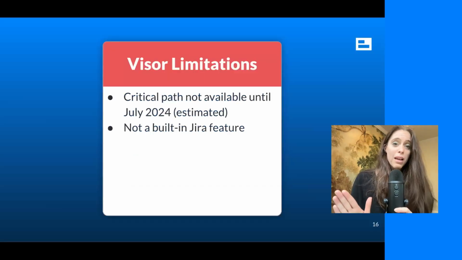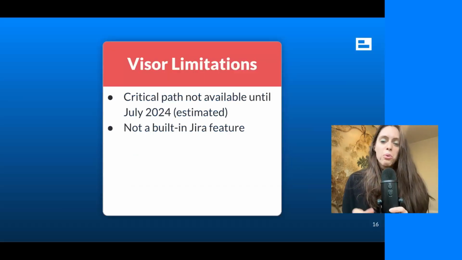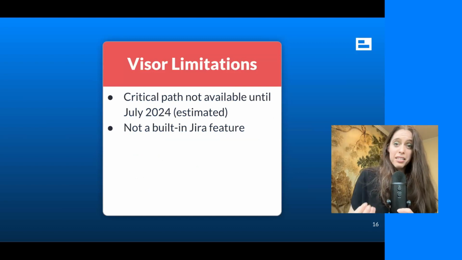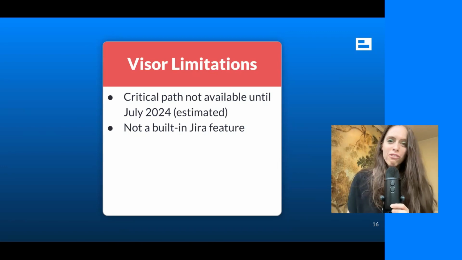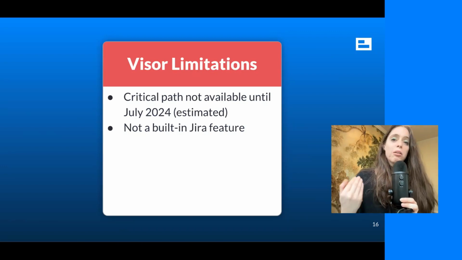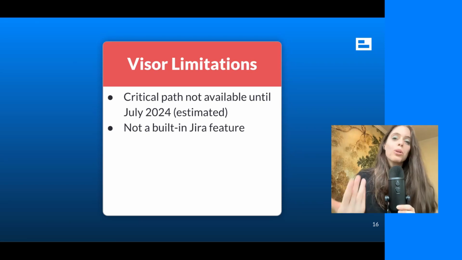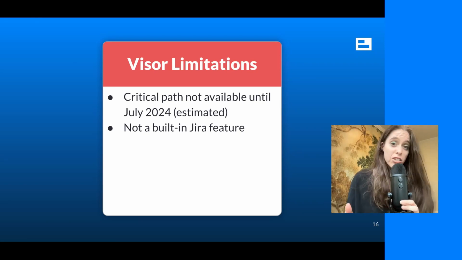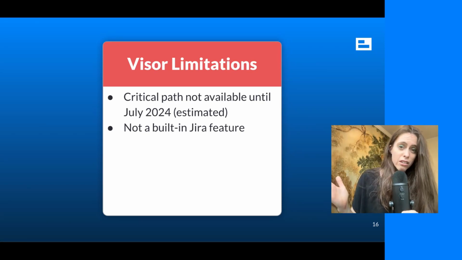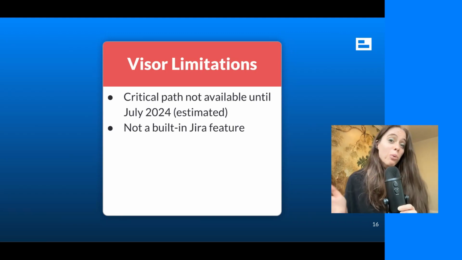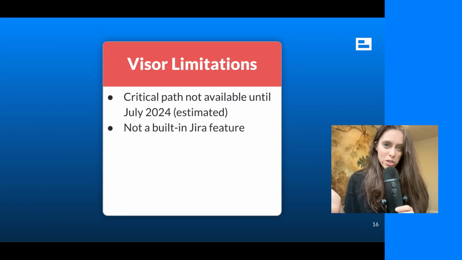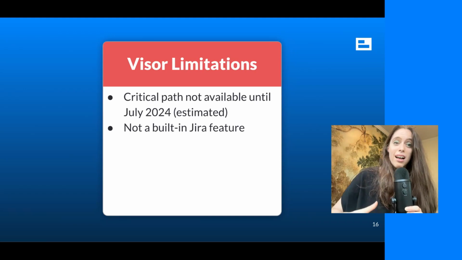So I will have a disclaimer. Visor right now is working on critical path dependencies. It's supposed to launch roughly July 2024. If you're watching this video before then, come register for free. We'll let you know when we have this. Visor, by the way, is always free to register for, and you can even make a free roadmap with Visor. No credit card needed, so that's really fun. But if you're watching this after the summer of 2024, then feel free to add your dependencies.